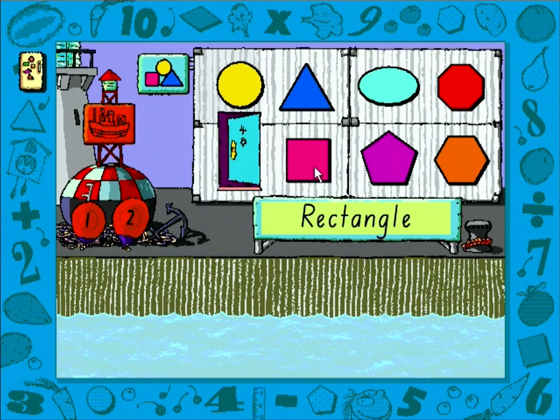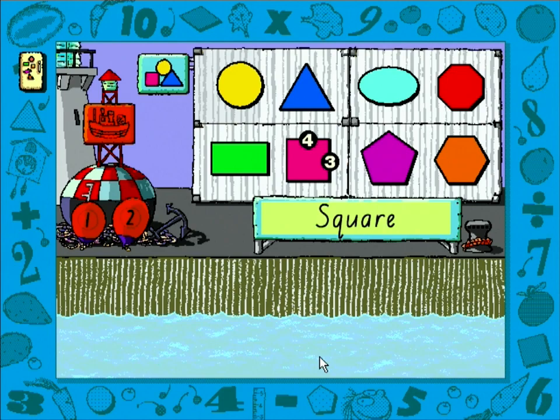Square! A square has four sides and four corners. This box has square sides. All faces on a dice are square.